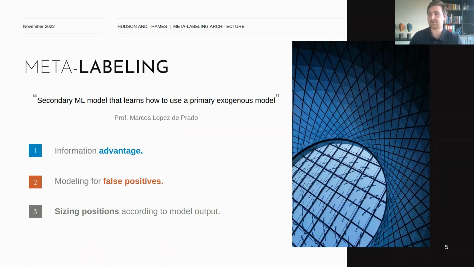And then lastly, the secondary model produces a model confidence in whether the trade was profitable or not, and you can use this model output to size positions. We're also writing a paper on this, and if we have time, we can maybe look at it. But we basically calibrate the model output using some calibration methods so it is closer to true posterior probabilities, and then we use these probabilities to size the positions.